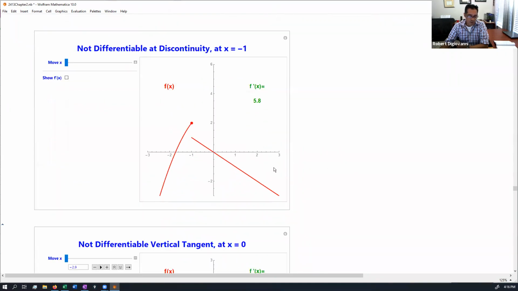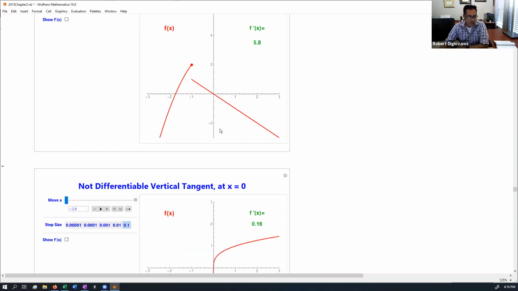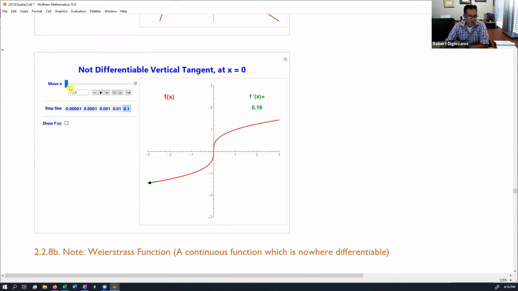Here's another example where you're not differentiable, and that's anywhere you have a jump in a graph. Anytime you have a jump in a graph, the derivative can't exist. And then the last one is anytime you have a vertical tangent.